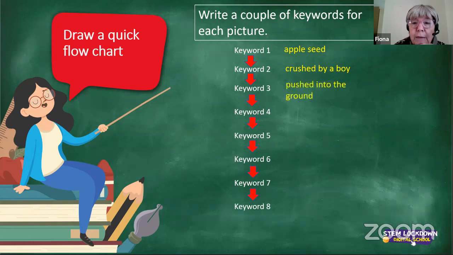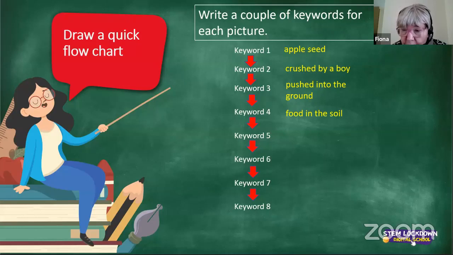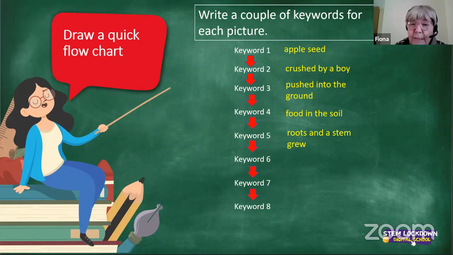You can write into the chat box if you want what you wrote. For keyword number 3, when he goes into what he calls Mother Earth, I put pushed in the ground. What did you write? For keyword number 4, when he stayed there a long time and just grew and drank water, I put food in the soil. What did you write? For keyword number 5, when his coat burst, I put roots and a stem grew. What did you write? I'm glad to see some of you are writing. Good. Then when he burst out above the ground and started to grow, I put I explored the world.